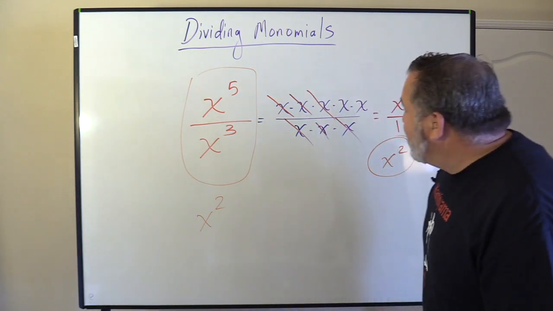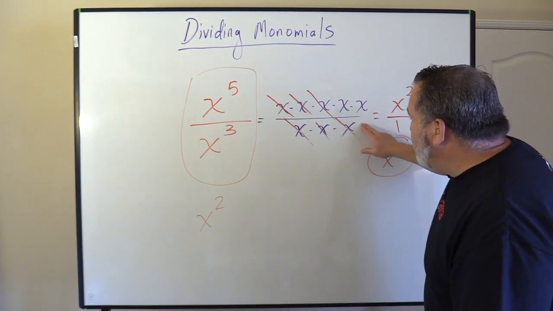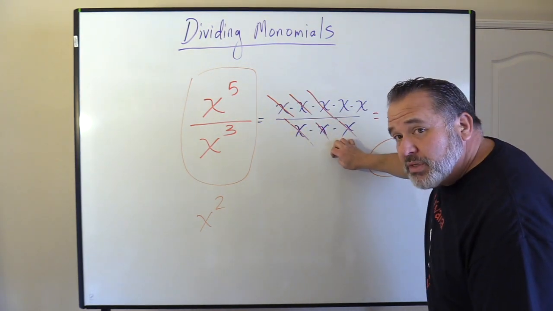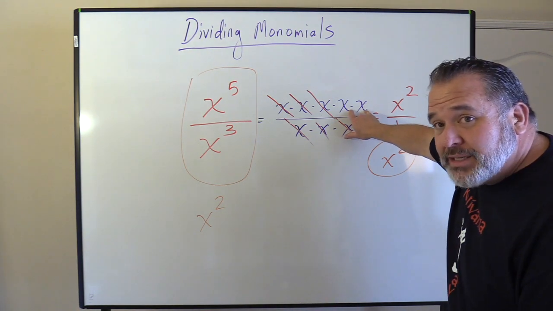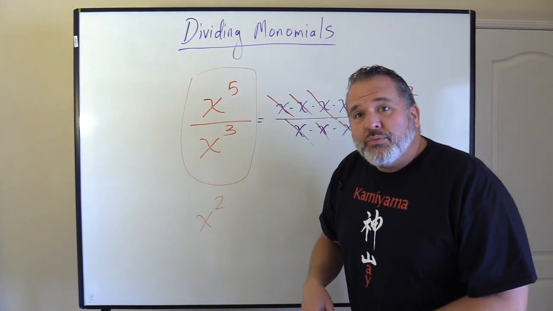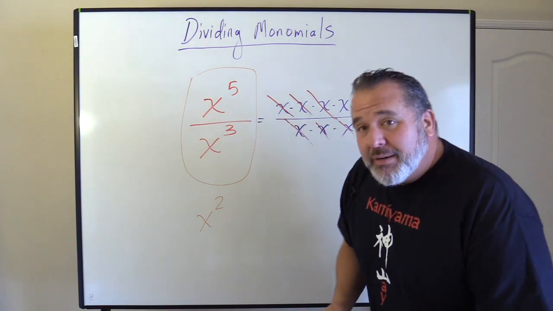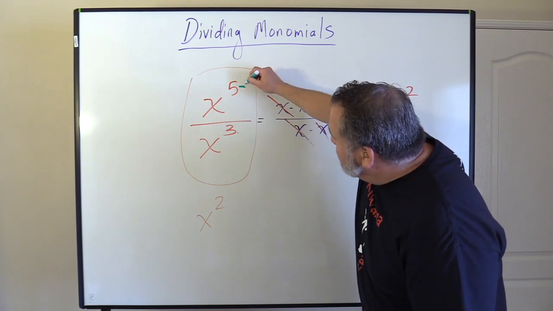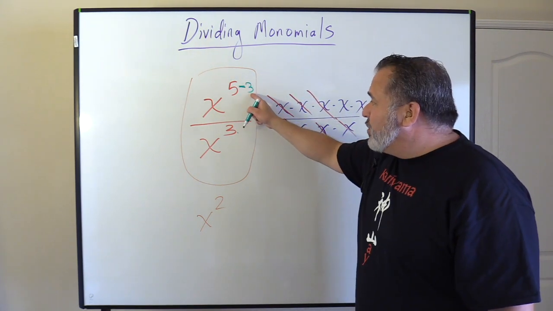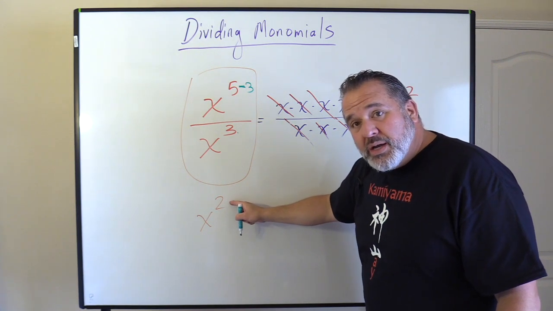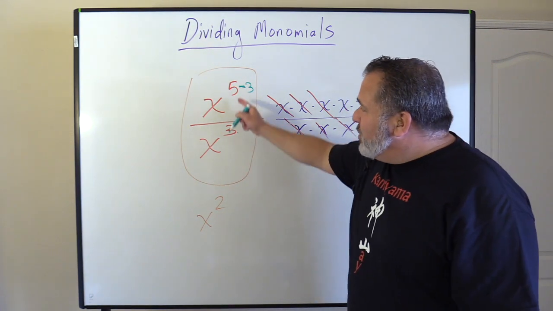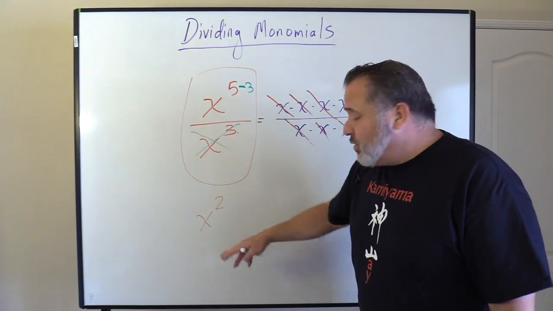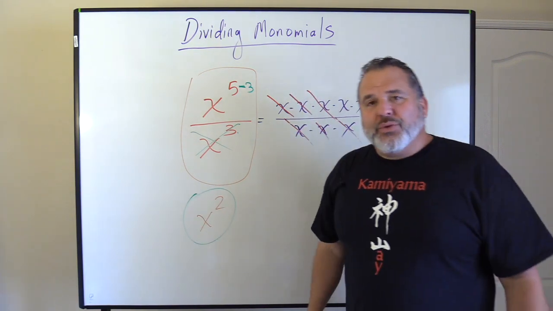Subtract. If you look here, we had 5 x's. We subtracted away the 3 x's down here at the bottom because these are like terms. And we're left with just these two x's here. So what we can really do is take your exponent up here and subtract away the exponent down here, which is 3. 5 minus 3 is 2, right? And when you do this, you can cancel out that term there. So 5 minus 3 is 2, so x to the second power is your answer.